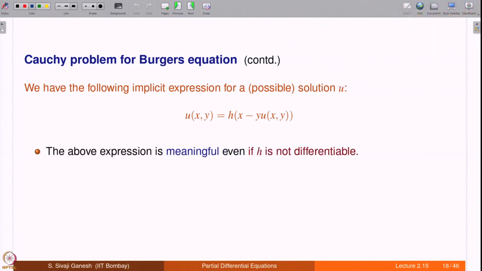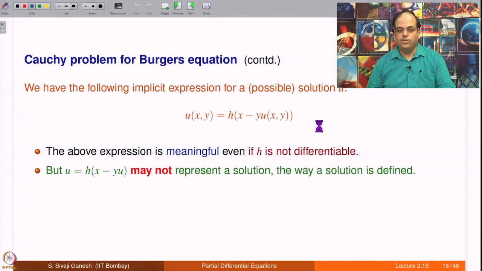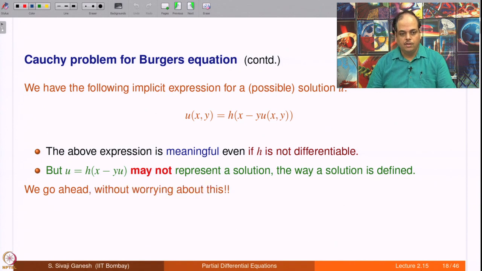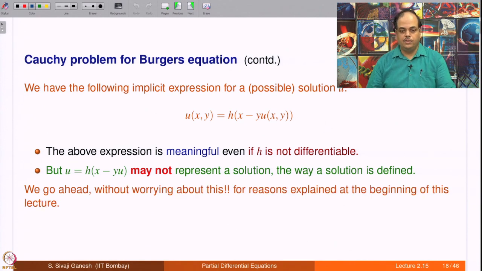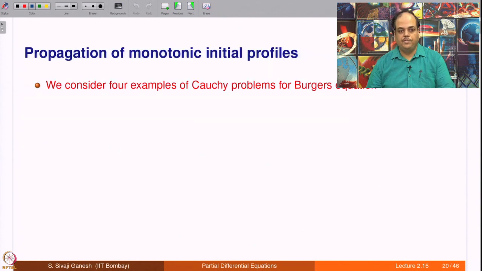Once again as before, the expression is meaningful even if h is not differentiable. But this may not represent a solution, the way a solution is defined, there could be problems. We go ahead without worrying about this for reasons explained at the beginning of this lecture. Let us look at specific examples.